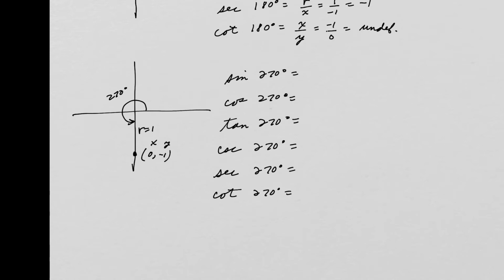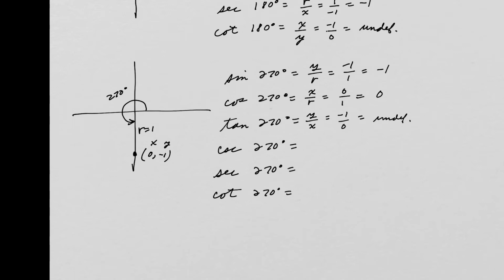Okay, so sine is y over r. So that's going to be negative 1 over 1, which is negative 1. Cosine is x over r. So that'll be 0 over 1, which is 0. Tangent is y over x. So there'll be negative 1 over 0. That's undefined in this case.